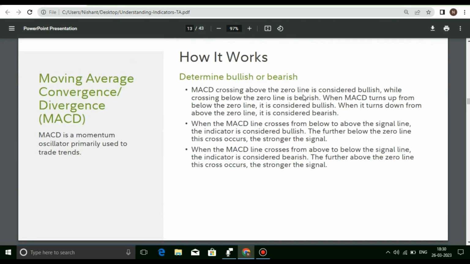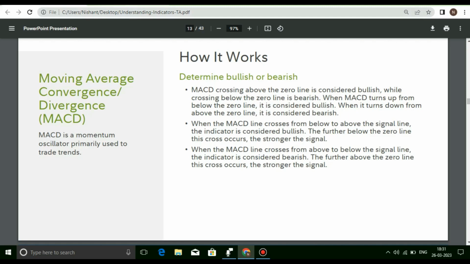Many people call it MACD, or I call it MACD. MACD is a momentum oscillator primarily used to trade in trends. So in MACD, what happens is there are two lines in MACD as well. You can change the settings of MACD as well. There are volume charts in MACD as well. Okay, so MACD crossing above the zero line is considered bullish.